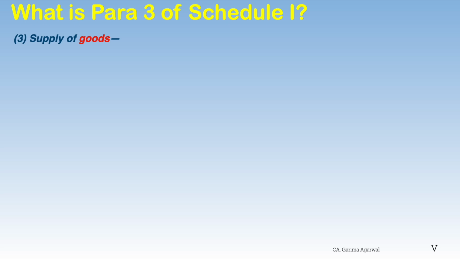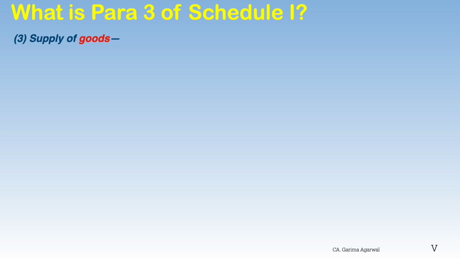It basically talks about supply of goods between principal and agent that will be subject to GST even if it is made without consideration. Remember, this provision applies only to goods. For services, principal-agent relationships are dealt with differently under other provisions. Now first let's understand who is a principal and who is an agent under GST.